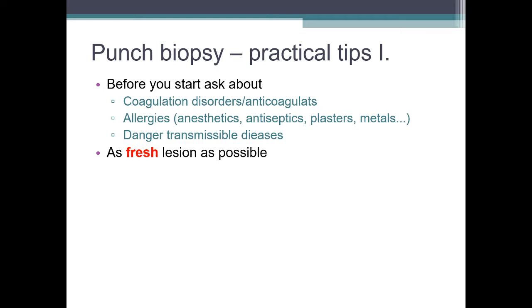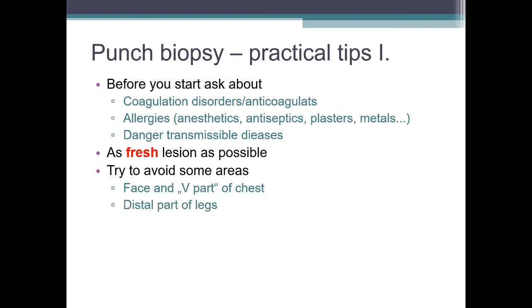If you can choose a lesion, try the newest one, a fresh lesion, not old. And again, sometimes you can't choose because there are just 1 or 2 lesions. But if you can choose, avoid areas we call V part. It's between shoulders and sternum, and face.